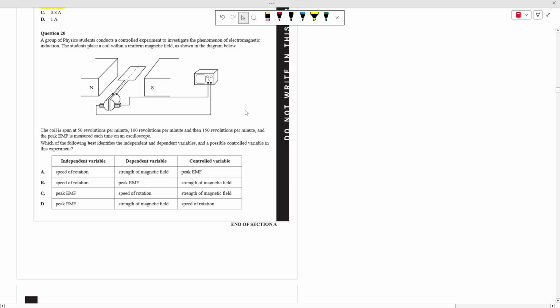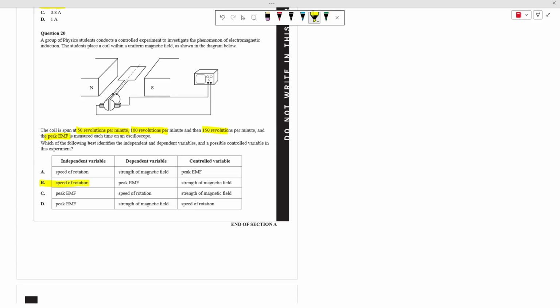Okay, so just remember, your independent variable is what you are physically changing yourself. Your dependent variable is what you are measuring that is due to changing the independent variable, and the controlled variable is just something you don't change at all in the experiment. You try and keep it as constant as possible. So let's just think about that for a second. It says the coil is spun at 50 revolutions per minute, then 100, then 150. So we're changing that ourselves, and then we are measuring the peak EMF. So the independent variable looks like it's the speed of rotation here, and the dependent variable looks like it's the peak EMF.